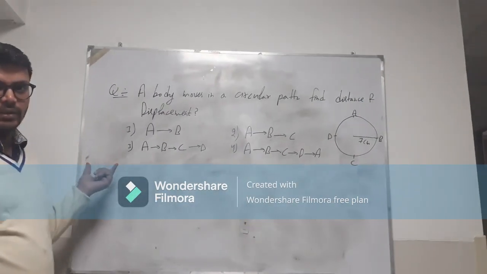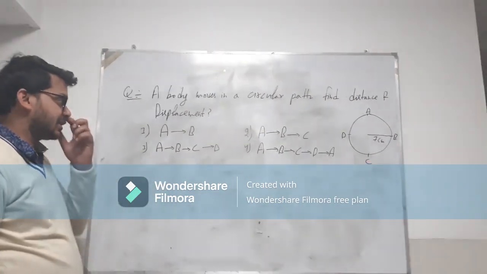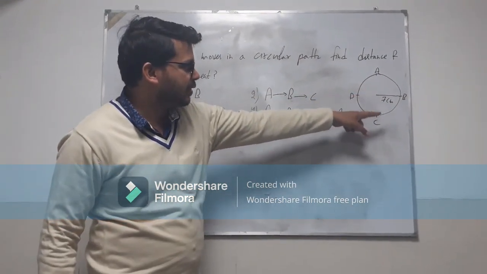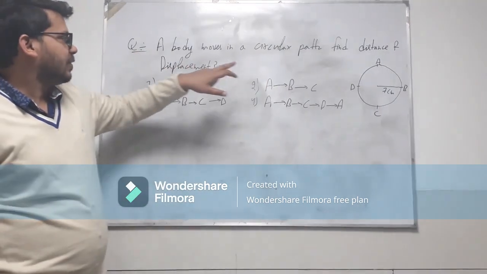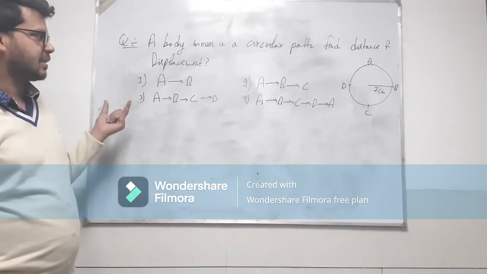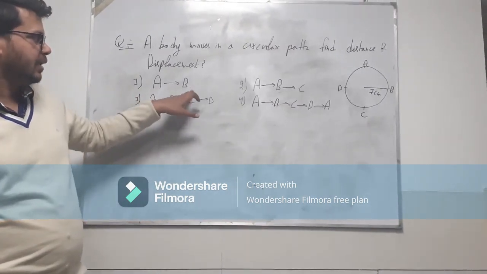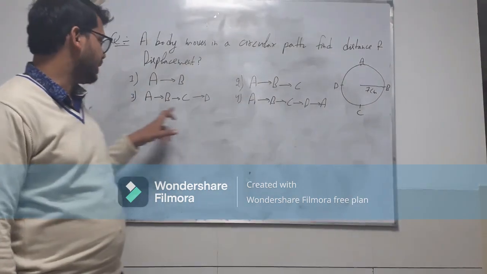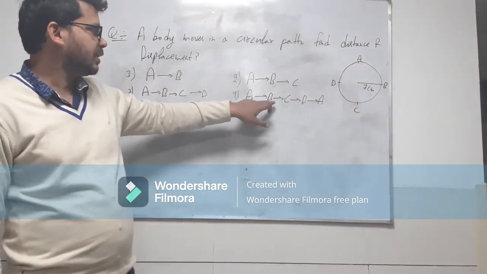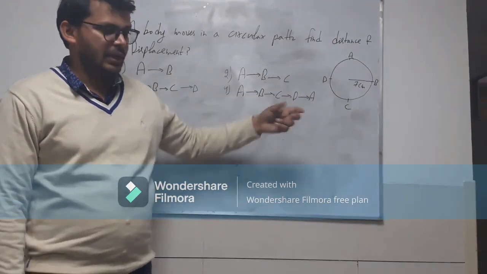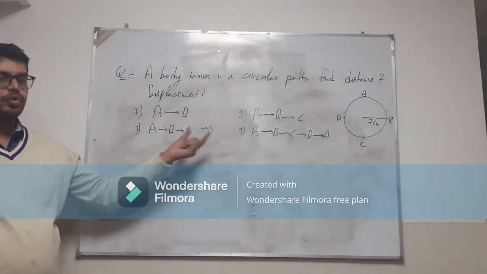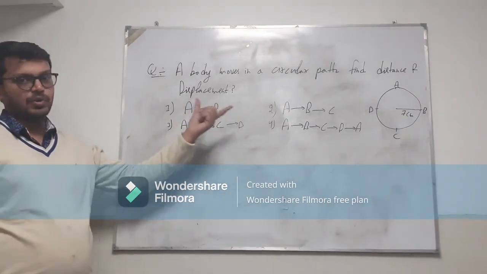Now we will discuss one numerical related to distance and displacement. See, a body moves in a circular path like that, A to B, B to C, C to D, then D to A. We will find distance and displacement in four ways. First A to B, then A to B, B to C, third A to B, B to C, C to D, fourth A to B, B to C, C to D, then D to A. First two I will explain, but the remaining two you have to do. That is your homework.